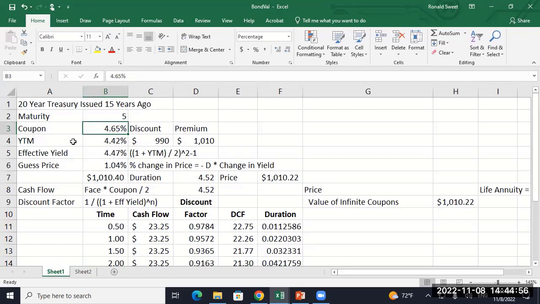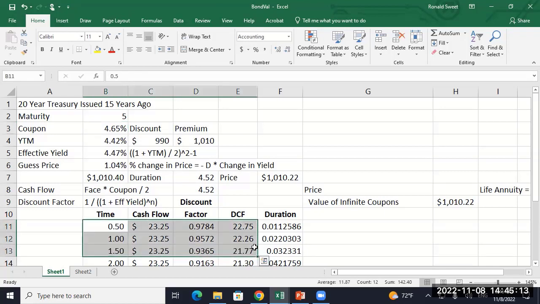When your coupon's higher, you're moving cash flows up earlier. So we were doing a 20-year bond, so our coupon's higher. That makes sense that the duration is going to be lower, because this cash flow is so much larger. You're putting more weight up earlier. You're getting more of your cash back faster because your coupon's bigger.